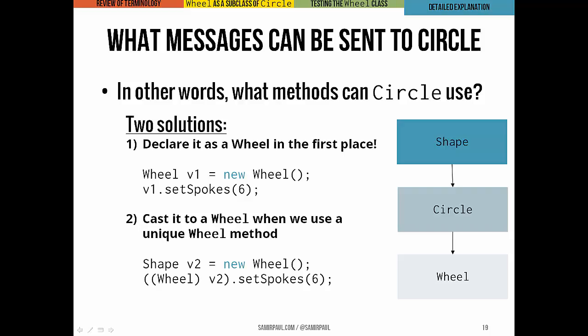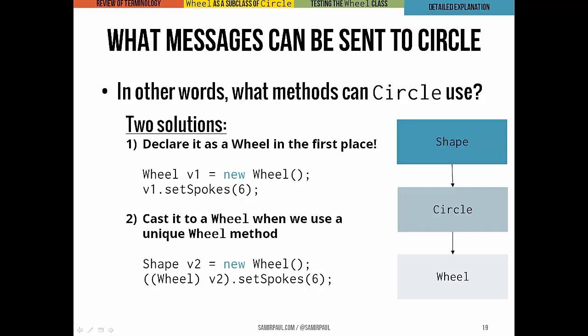Okay, now there are two ways around this. One way is to just declare a wheel variable to begin with. So don't even bother making a shape variable pointing at a wheel object. That may sound tempting and maybe it'll work a lot of the time, but in general, it is our preference, a sort of religious preference, to declare interface variables where possible.